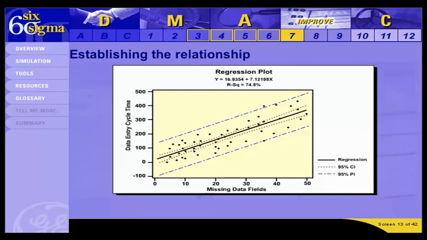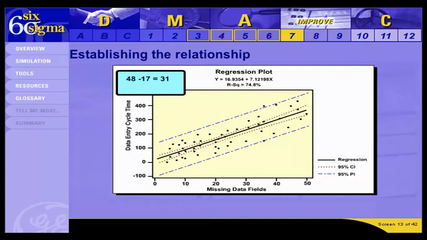While this is not a course in statistical analysis, this graph does establish a relationship between missing data fields and the overall data entry cycle time. The regression equation is y equals 16.9354 plus 7.12198 times the number of missing data fields. That means the data entry cycle time, or y, measured in hours, will be defined by that equation. Let's round it off to whole numbers.